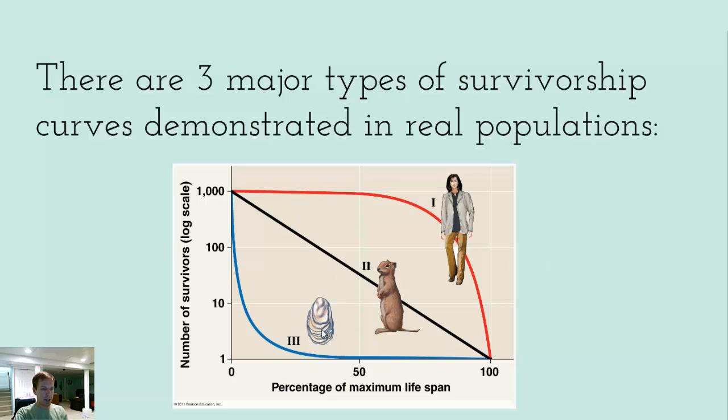So if we look down here, well, let's look first at the humans, number 1. So if we look at the maximum lifespan, so over here on the right, this is as long as a human could theoretically live, and we look at the number of survivors. Well, what tends to happen is that of all of the births that there are of humans, there are very few deaths, and then once you get into middle age and then into old age, there's a very steep drop-off. So the majority of humans that are born tend to live full lives.